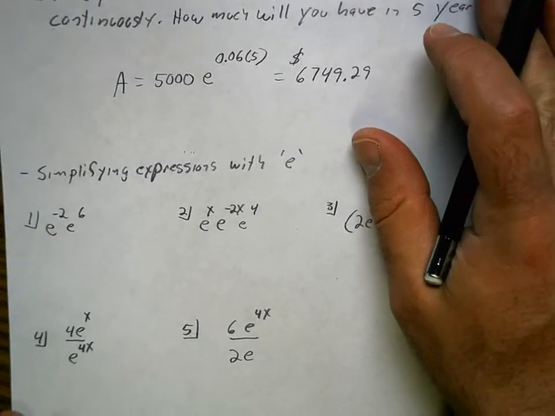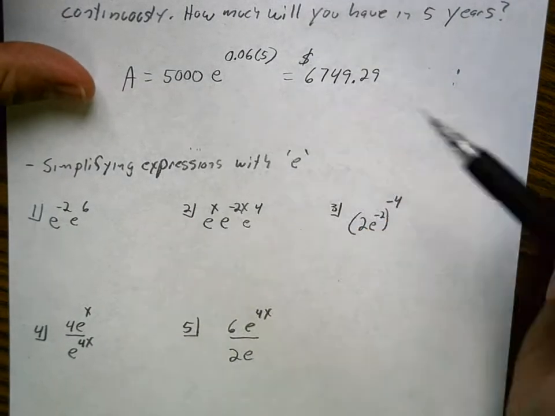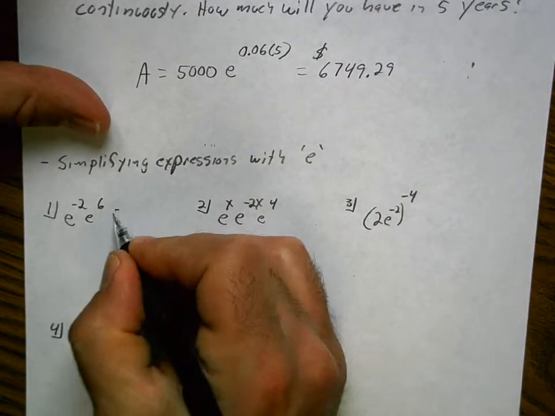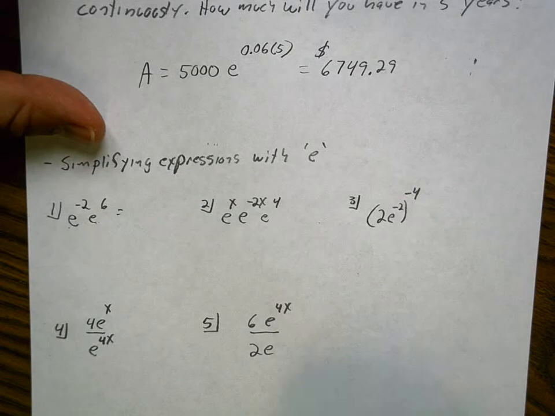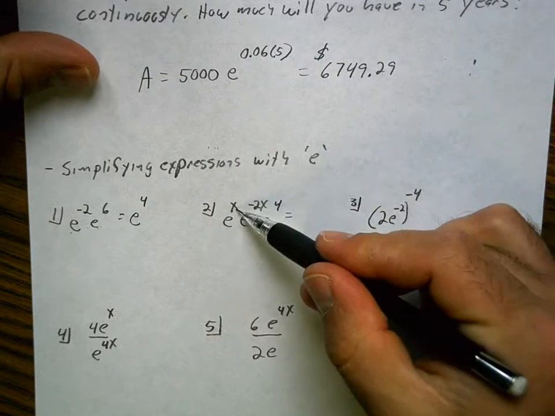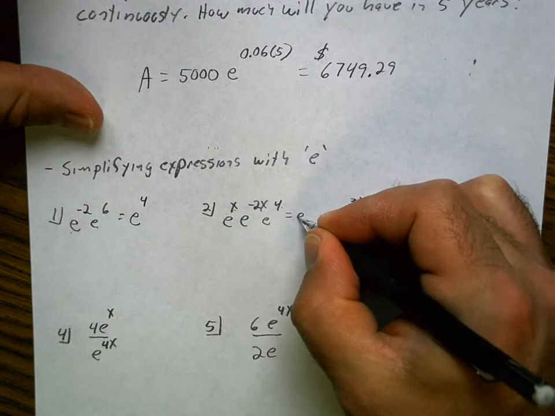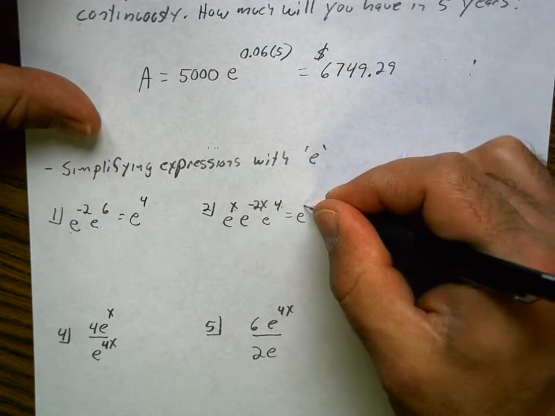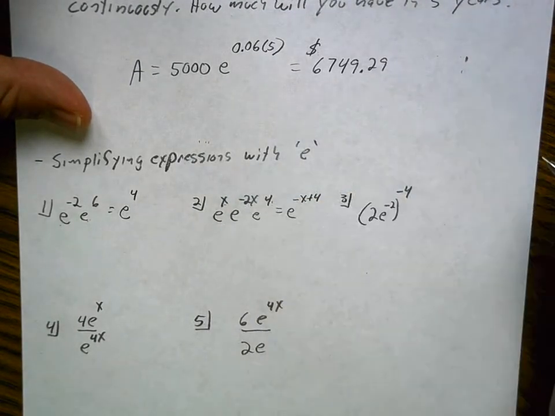Okay, the other thing that's in this section is simplifying expressions with e. It's just a little review of simplifying with laws of exponents. Here's a few examples we'll go through real fast. When I have the same base, what do I do with the exponents? I add those exponents. So this is going to be e to the 4. This one looks a little tricky because I have variables in the exponent, but I can still add these and get one exponent. So x plus negative 2x is negative x, plus 4. That would be my answer there. I'm just adding the exponents.